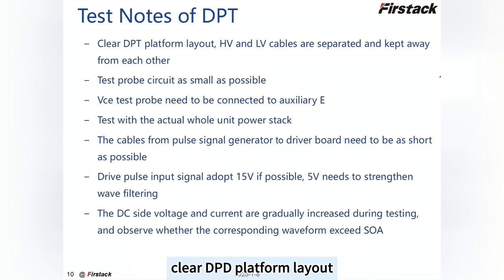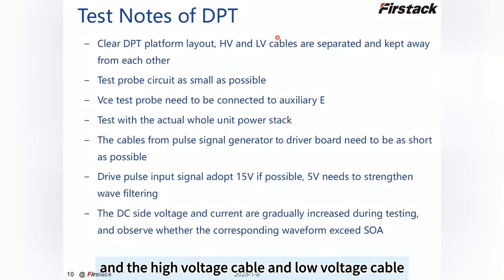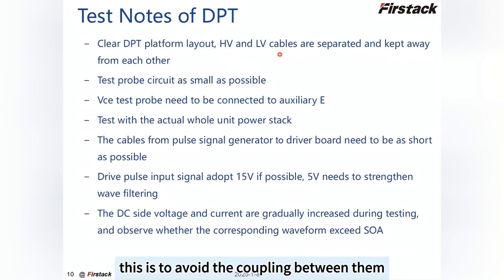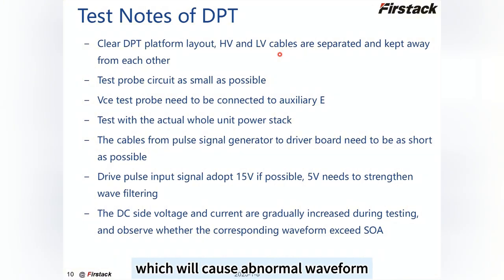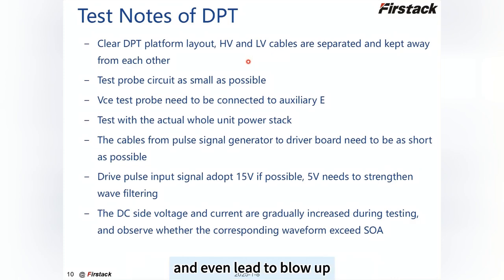A clear DPT platform layout means a clean table. It's very important. Don't leave any dirt or extra components on the table, which will cause a short circuit or an unexpected conducted loop. And the high voltage cable and the low voltage cable should be separated and kept away from each other. This is to avoid coupling between them, which will cause abnormal waveforms and can even lead to a blow up.